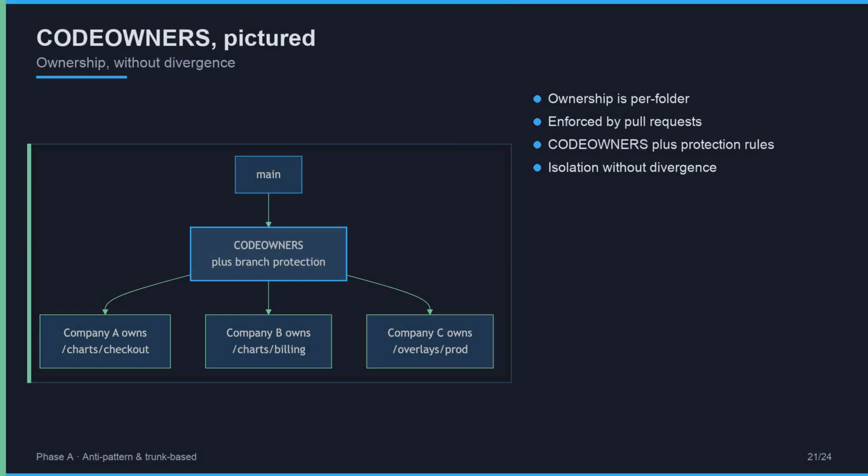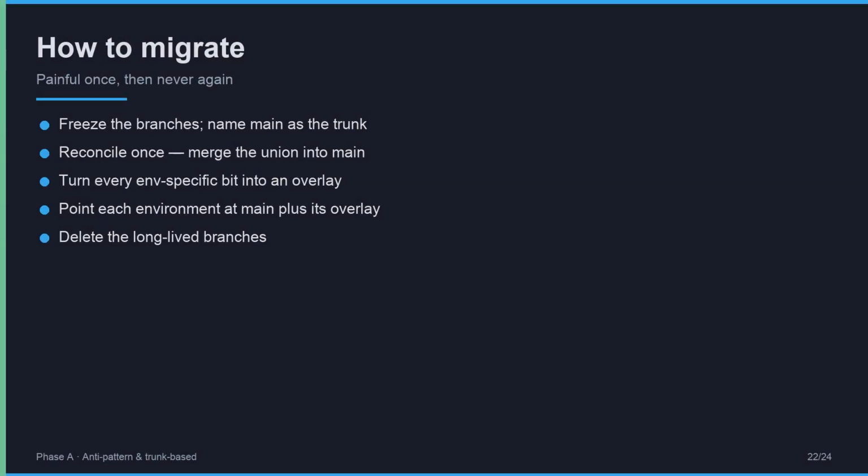See how it fits. One main branch, with a CODEOWNERS file and branch protection on top. Each folder is owned by the right company. A change to checkout's chart needs Company A's approval. A change to prod's overlay needs Company C's. Ownership is enforced by the pull request, not by splitting into branches. Same isolation. No drift. How do you actually get there from here?